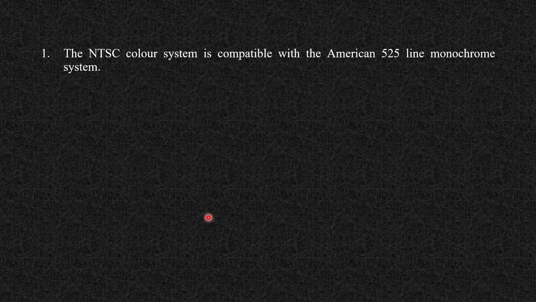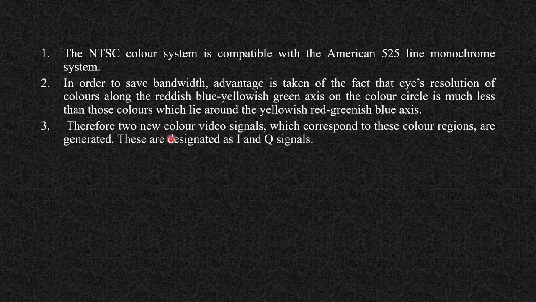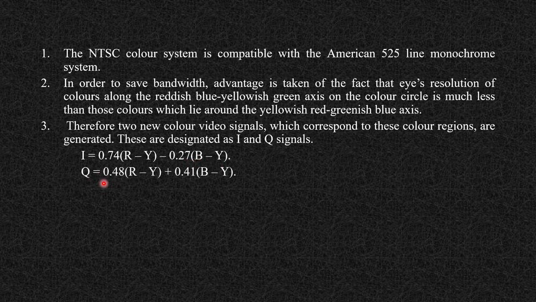The NTSC color system is compatible with the 525 line monochrome system. In order to save bandwidth, advantage is taken of the fact that the eye's resolution of colors along the reddish blue, yellowish green axis on the color circle is much less than for those colors which lie around the yellowish red and greenish blue axis. Therefore, two new color video signals corresponding to these color regions are generated. These are designated as the I and Q signals. The I signal is equal to 0.74 (R minus Y) minus 0.27 (V minus Y), and the Q signal is equal to 0.48 (R minus Y) plus 0.41 (V minus Y).